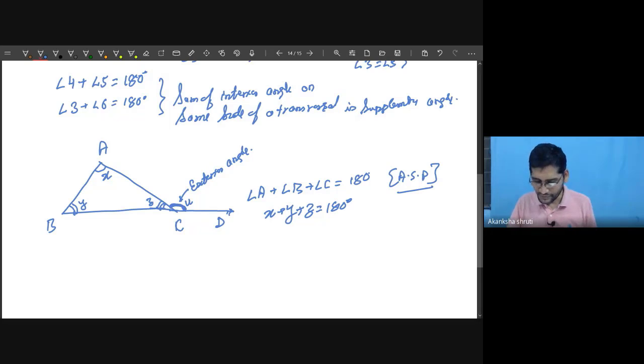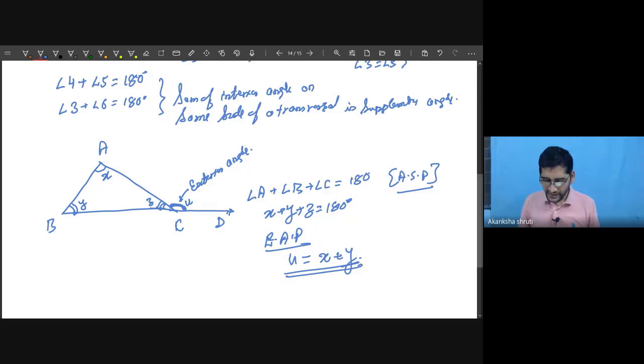This is angle sum property. There is another property called exterior angle property. Exterior angle property of a triangle. What is that? Any extended or outside angle is obtained by adding the sum of opposite interior angles. Getting? It is this one.